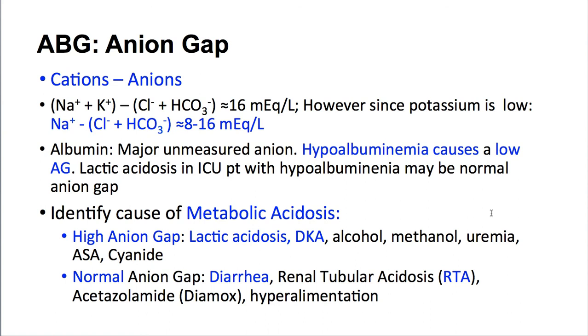Another example of normal anion gap acidosis is renal tubular acidosis and Diamox, where when you administer acetazolamide to a patient, they waste bicarbonate because of inhibition of carbonic anhydrase. As they waste bicarbonate, a metabolic acidosis on the blood gas is seen. In patients with glaucoma, patients who are taking Diamox for high altitude acclimatization can show this.